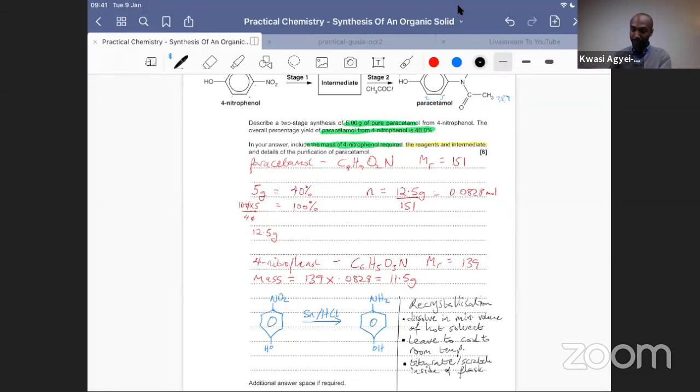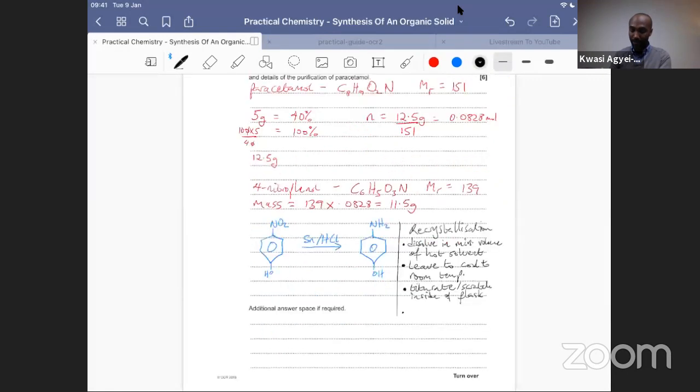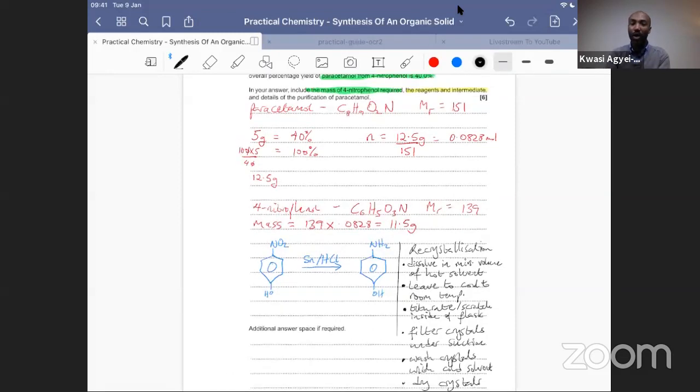Form crystals. You want to then filter the crystals under suction, so using a Buchner funnel, and wash the crystals with cold solvent. Dry your crystals in a drying oven, or just leave them to air dry. So that would be how you would purify your paracetamol.